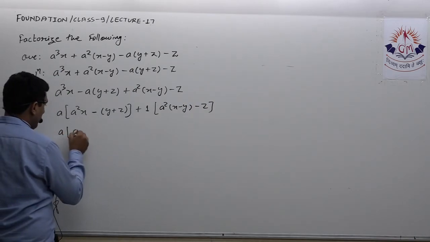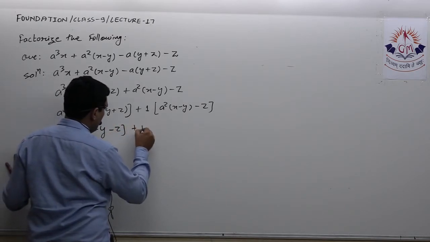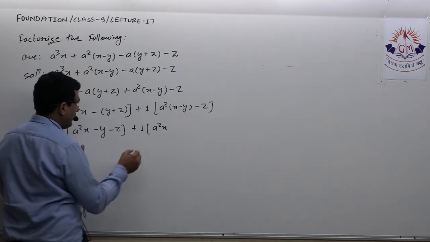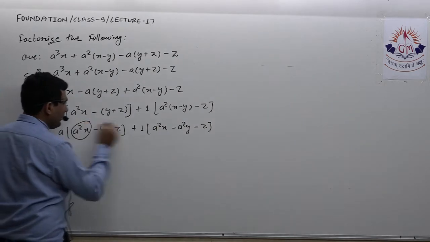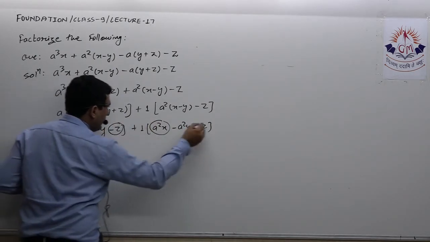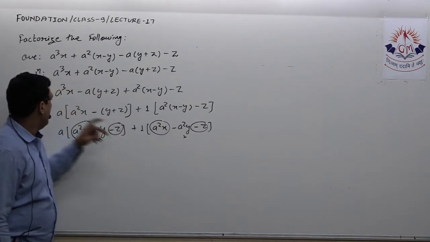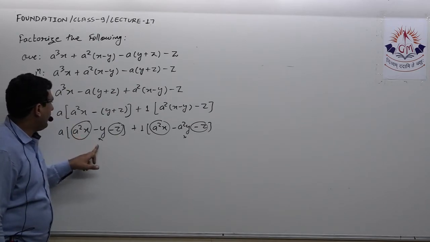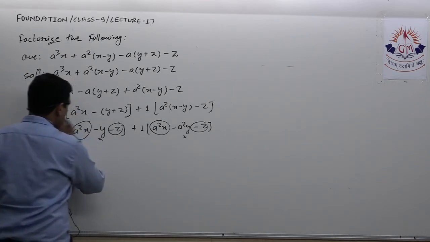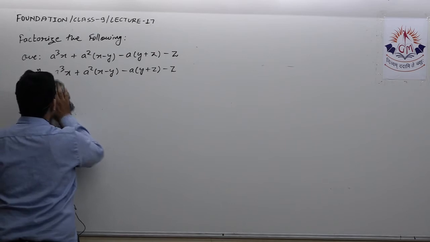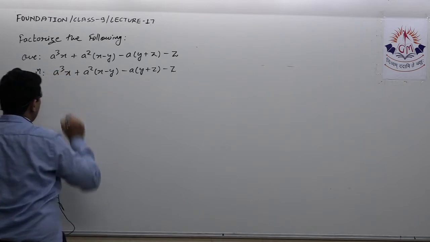Now if I solve this further, a square x minus y minus z plus 1, from here I get a square x, and minus a square y minus z. So I got this same, minus z again same, but this term is different. Here I have a square y and here I have only y. That means it is not possible to factorize this further. So I have to think of something different to factorize this. See, it is not possible to find the factors by taking common.